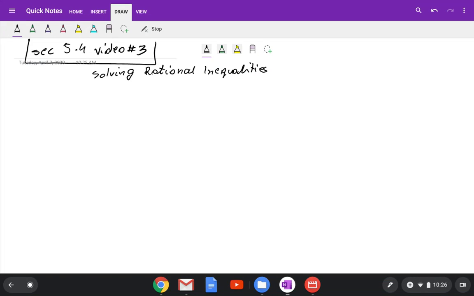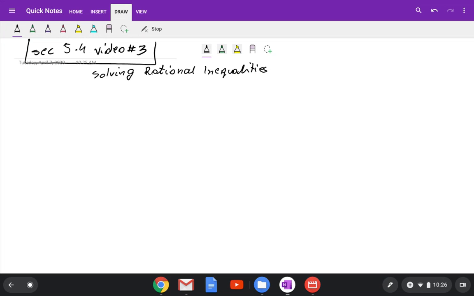Okay, guys, this is video 3 for section 5.4. Here we're going to solve rational inequalities. Rational inequalities, so technically your function has been represented using a fraction. Okay, so I will go over the example from the textbook.